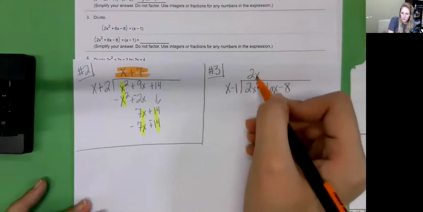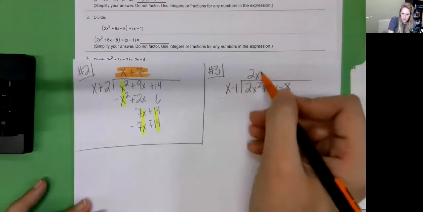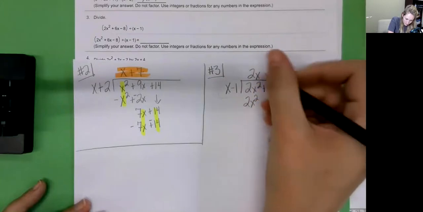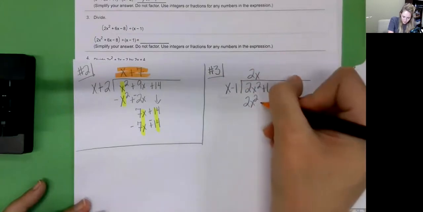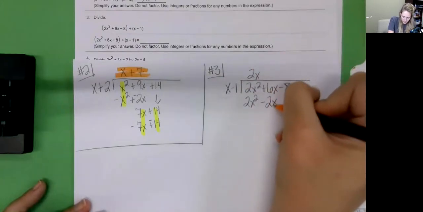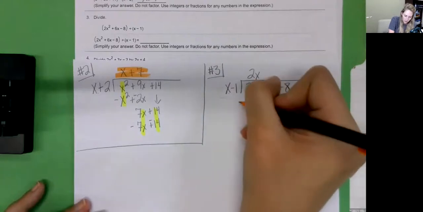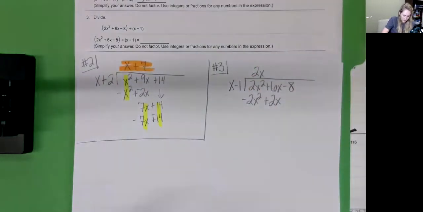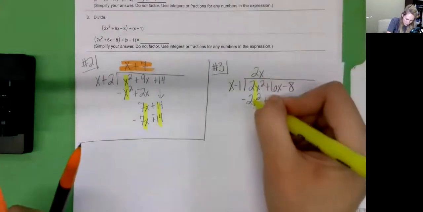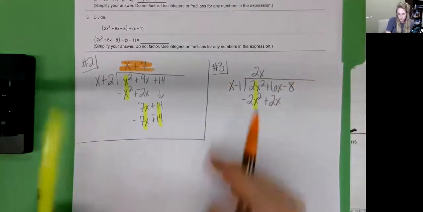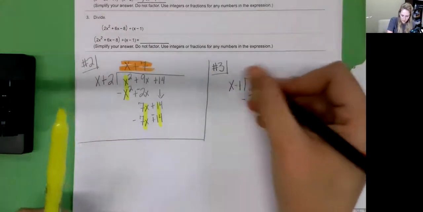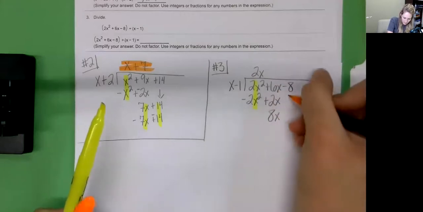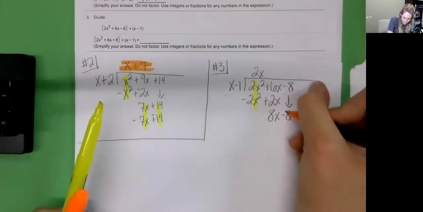And I'm taking my 2x and multiplying it by x minus 1. So 2x times x is 2x squared. 2x times negative 1 would be subtract 2x. Now then you change your signs. So right here, 2x squared subtract 2x squared is 0. That's always our goal. That's why we make the leading terms look alike. So 6x plus 2x is 8x. Then I bring down my subtract 8.